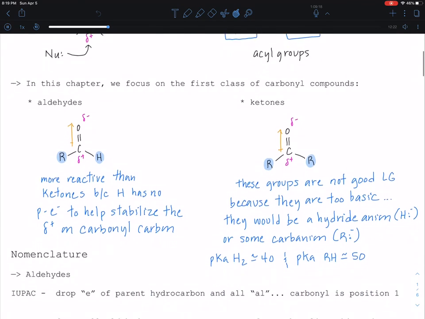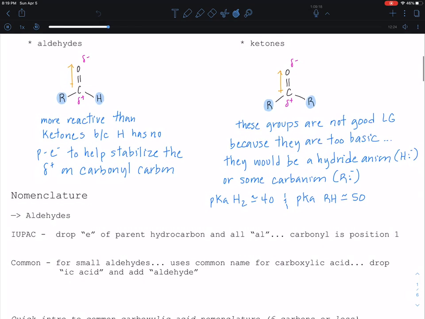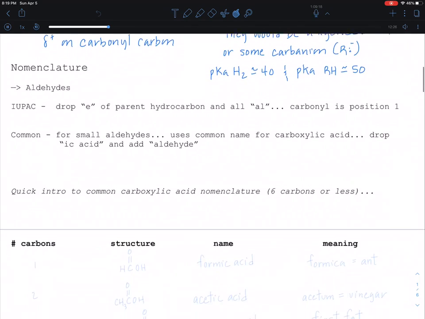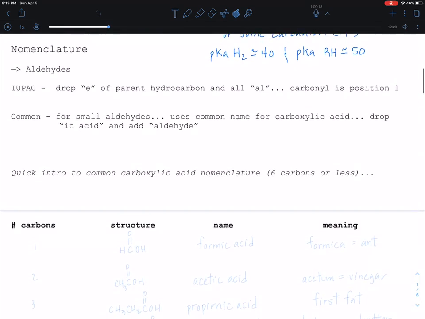So let's just get started and learn how to name these things. They can be a little weird. I'm going to do aldehydes first.